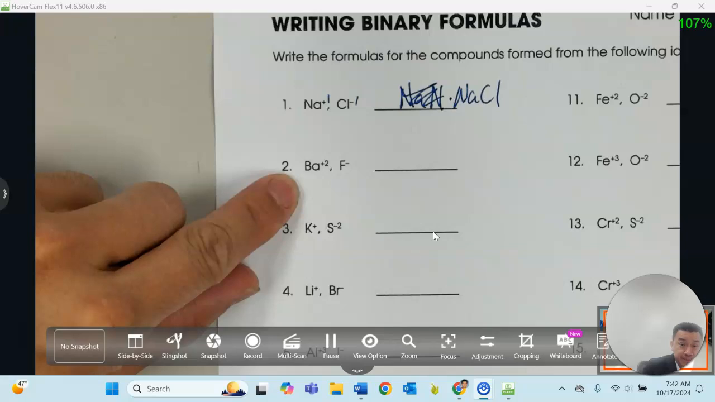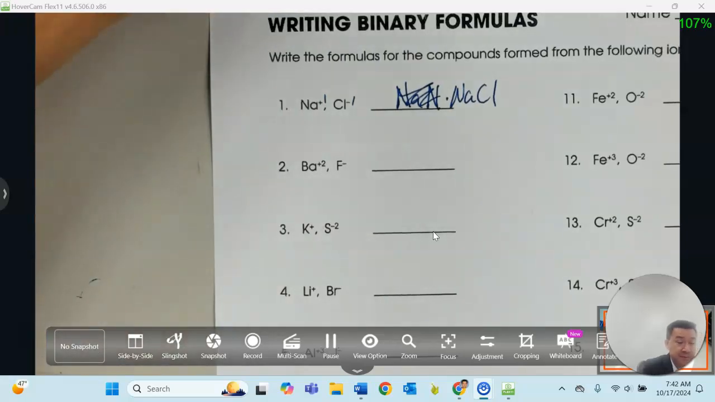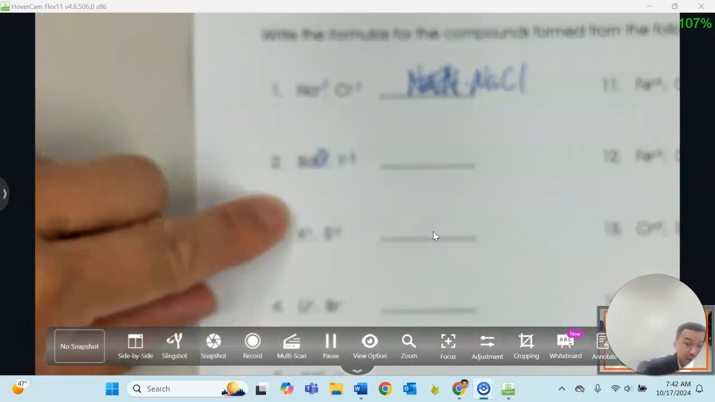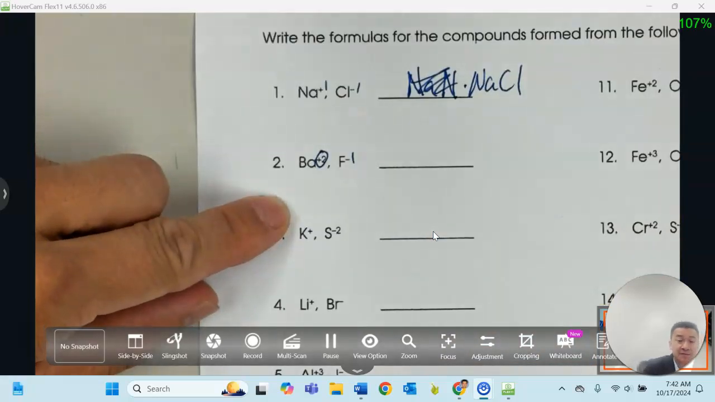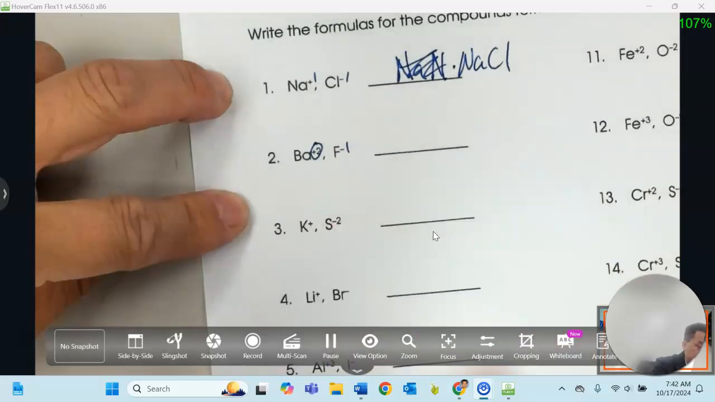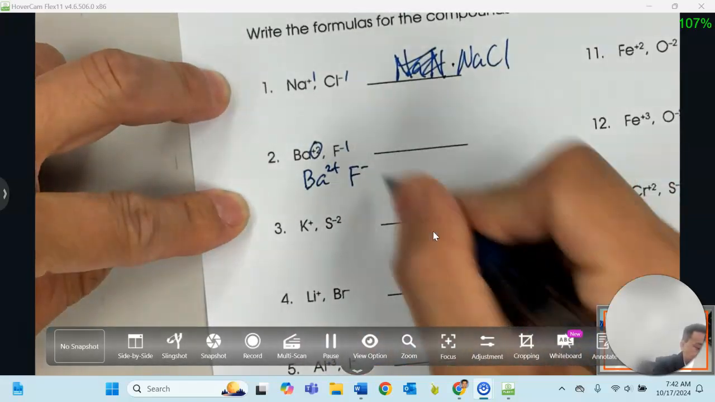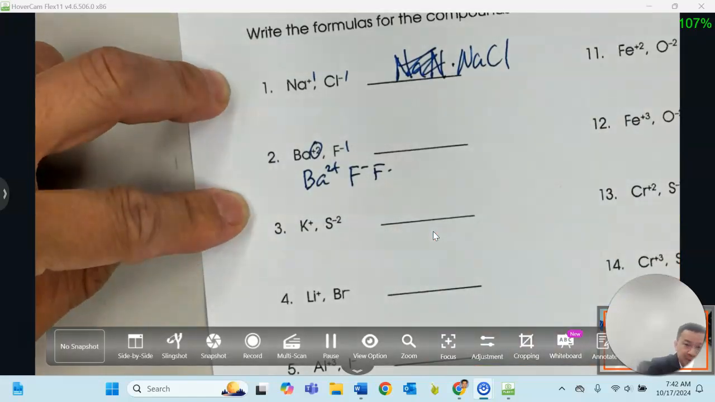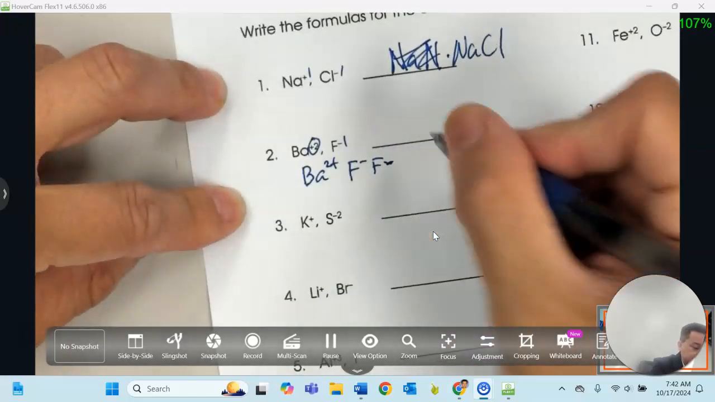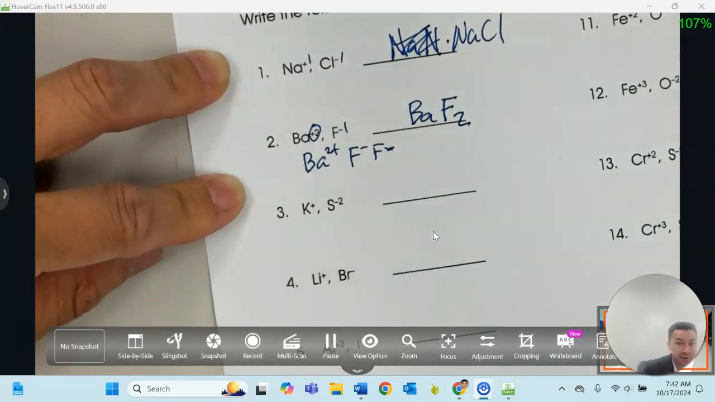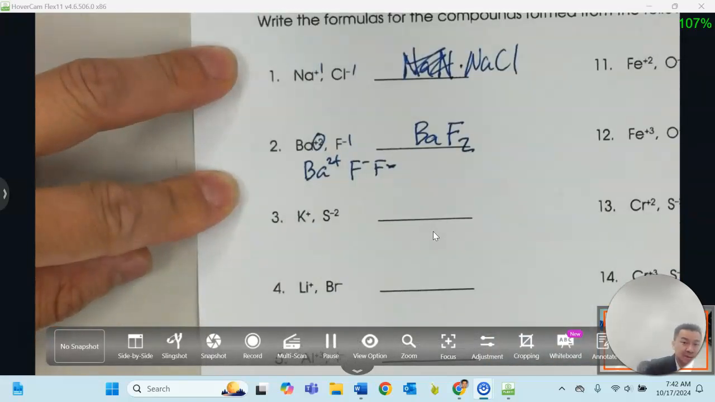Number 2 here. Look at Ba. Ba is plus 2 and F is minus 1. So how many F's do we need to balance out? So we basically need Ba is 2 plus, right? So we need 1 F minus and then another F minus. But we need 2 F's. So it's BaF2. We need 2 F's to cancel out with the Ba. Does that make sense?